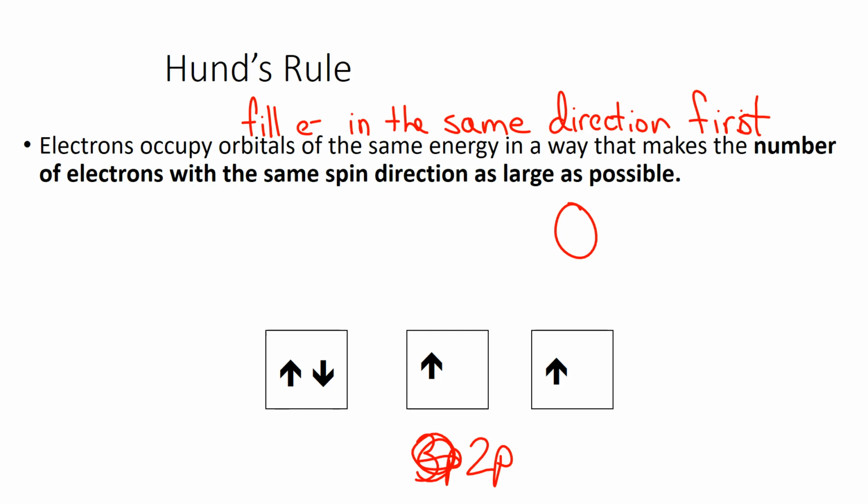Wait, I understand the arrow stuff, but what is the 3P and the 2P? Second row, P block. Oxygen is in the second period, right? So that's why it's 2P. P only starts at number 2, just like D doesn't start until the third period.